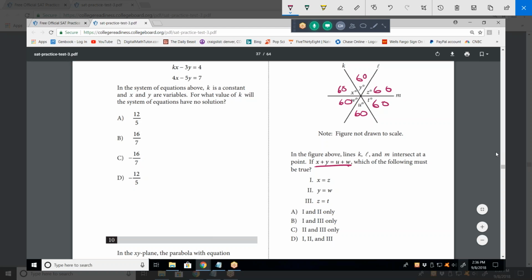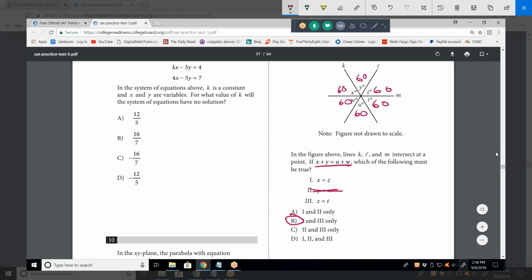I'm just not sure that all three of them are true. I'm pretty sure I can draw this picture in such a way where the third one is not true. Which one would that be? Y is not equal to W. That's the one I would say is not true. So I would say 1 and 3 would be the answer.